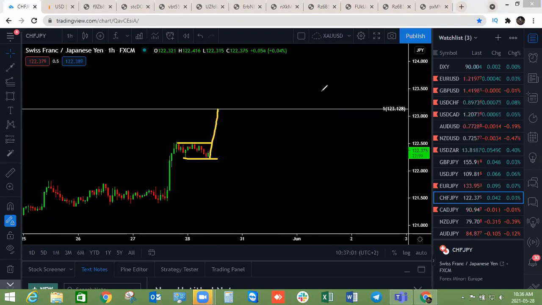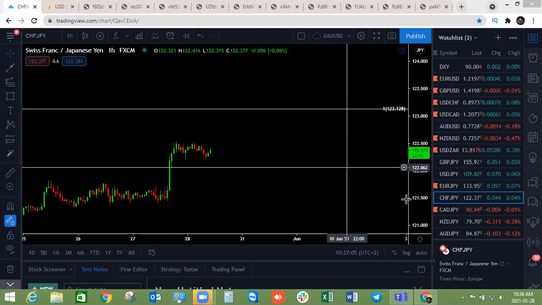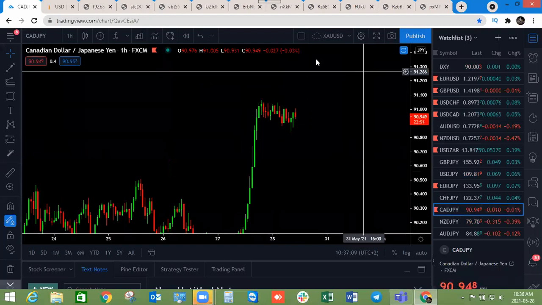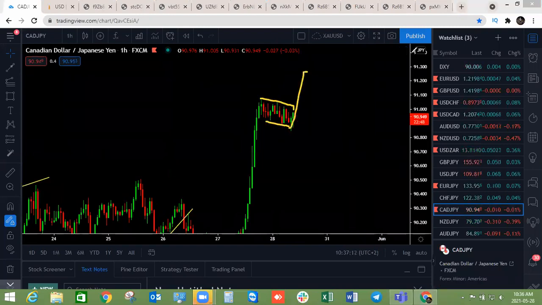This is going to be a bit risky now to take it at these levels unless you can manage it, but we're going to see more upside. CAD Yen, another upside here. We're going to look at this to push to the upside. That is a 1 hour continuation there.